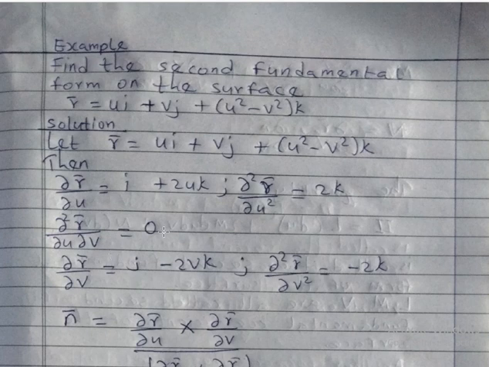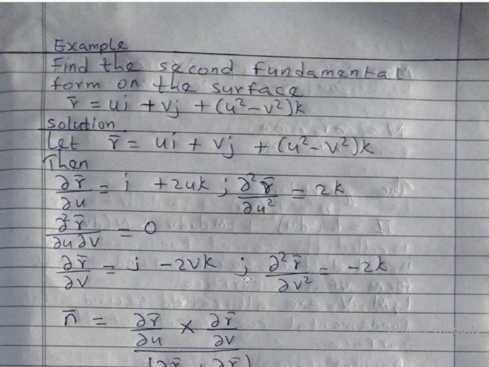So back to r, we now differentiate r with respect to v. In the first element we have ui. When you differentiate it with respect to v, you'll get 0i, which is 0. The second element we have vj. When you partially differentiate it with respect to v, you'll get 1j. That's why we have j here. Then in the last term here, we have u squared minus v squared. When you differentiate it with respect to v, you'll get negative 2vk. Therefore partial r partial v will be equal to j minus 2vk.